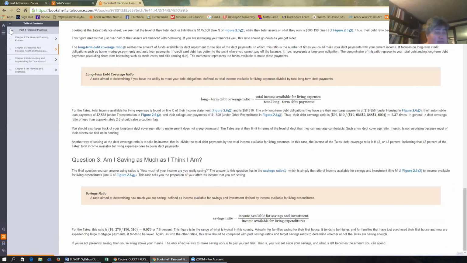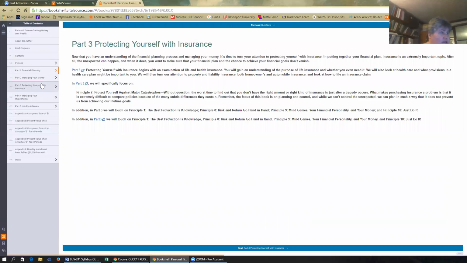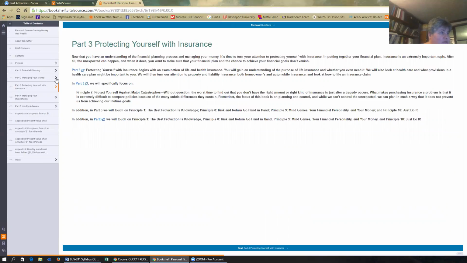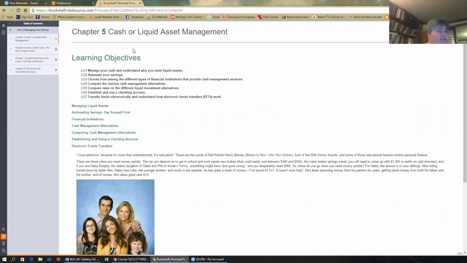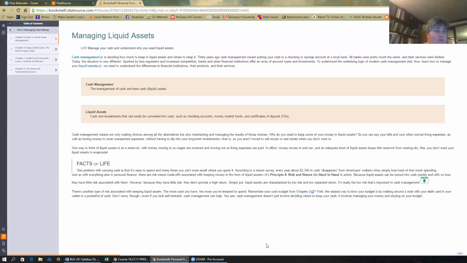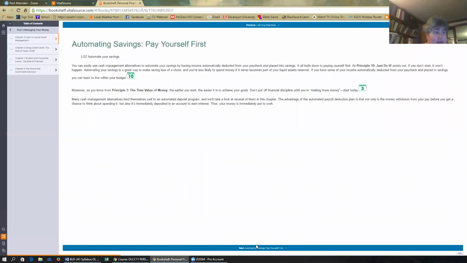Chapter 5, because we are doing these chapters out of order, we're doing 1, 2, and 5 this week. And let's see, chapter 5 sits in part 2 of the textbook. This is a chapter I think that will make a lot of sense. It's talking about how to manage liquid money. Where do you bank? How do you keep track of it? Liquid assets means money you can get your money out of fast. Pay yourself first.